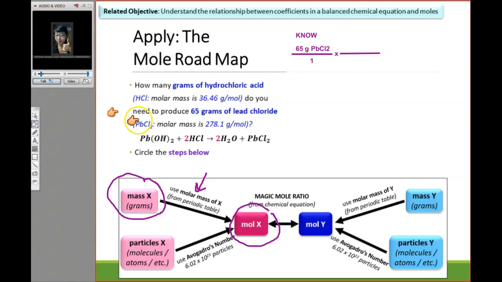Please work quickly. I do want to let you out on time, but because we're taking a little bit of time to participate, we're going to have to go a little bit into passing period. So please work quickly. What is the molar mass of lead chloride?